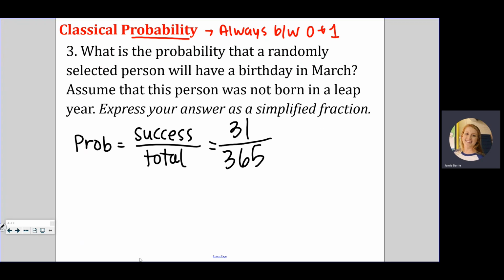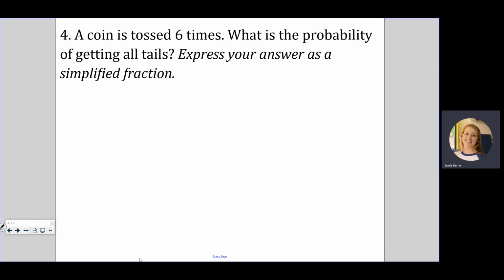Everybody good with this one? How would this change if it was like, what's the probability that someone has a birthday in November? There'd be 30 days in November. So it'd be 30 over 365. So it's just going to change based on the number of days in the month that they tell you.